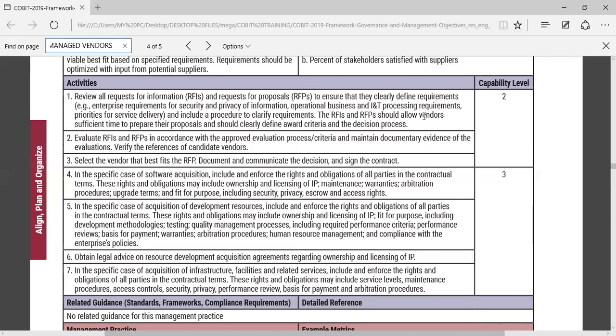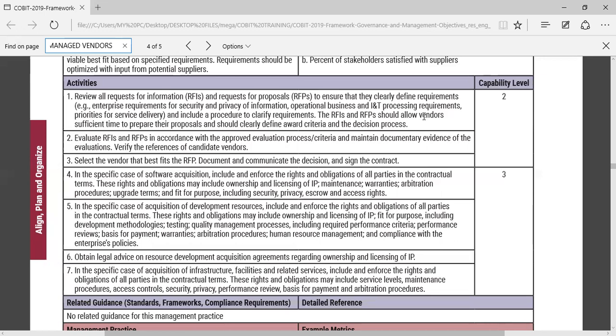Quality assurance tests, user acceptance tests, UAT, and the rest of them. And of course, you have to keep records of those tests for us to see. Quality management processes, software code review, software testing, include required performance criteria, performance reviews, basis for payment, guarantees, arbitration procedures, HR management, compliance with enterprise policies. You have to ensure you have all these in place in the contract if you are hiring a vendor to develop the software for you.